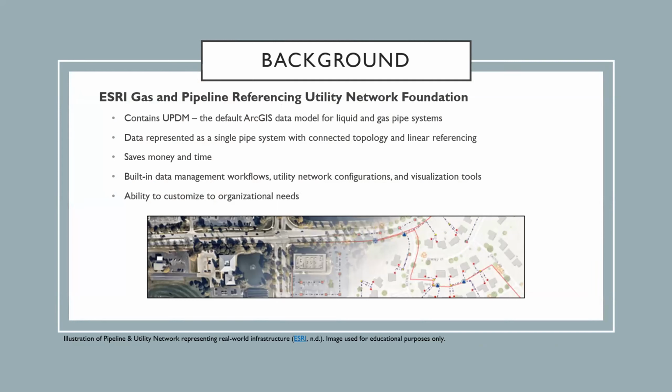To accelerate the migration from our current state into a standardized utility and pipeline data model, Esri offers the Gas and Pipeline Referencing Utility Network Foundation. This solution contains the UPDM, which is the default ArcGIS data model for liquid and gas pipe systems, as well as pre-configured maps, sample data, workflow tasks, and editing templates.